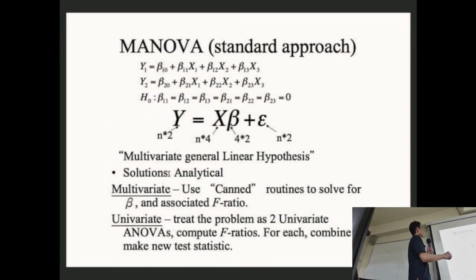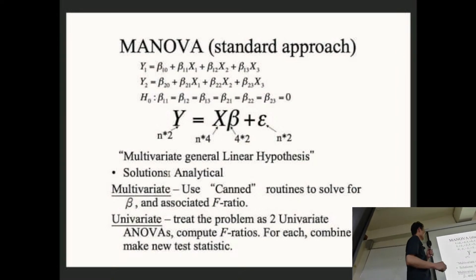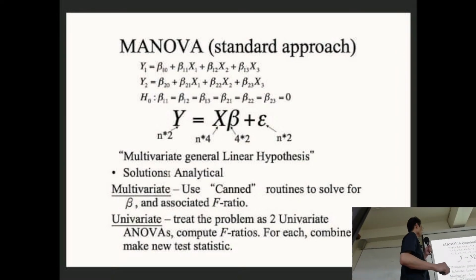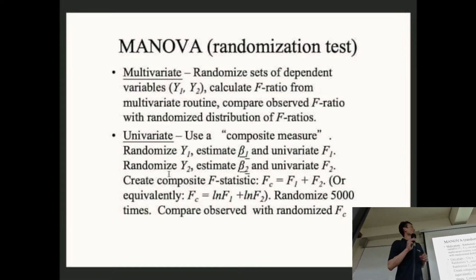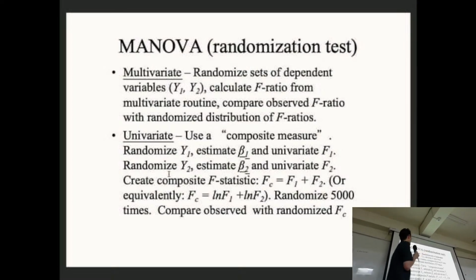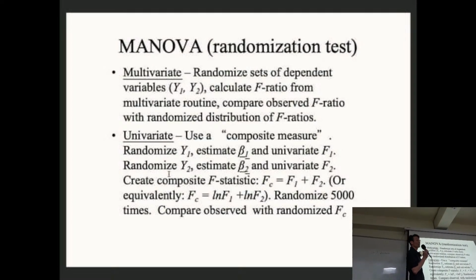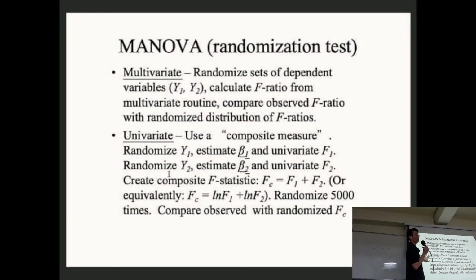Right, I can write it into some matrix formula. So it is a multivariate general linear hypothesis, and you can use some built-in function in that R package. Or you can run ANOVA independently, and then combine them to have a joint statistic. For the randomization version, again, we can do that all at once, or we can do it separately and combine it. It's better to do it at once.